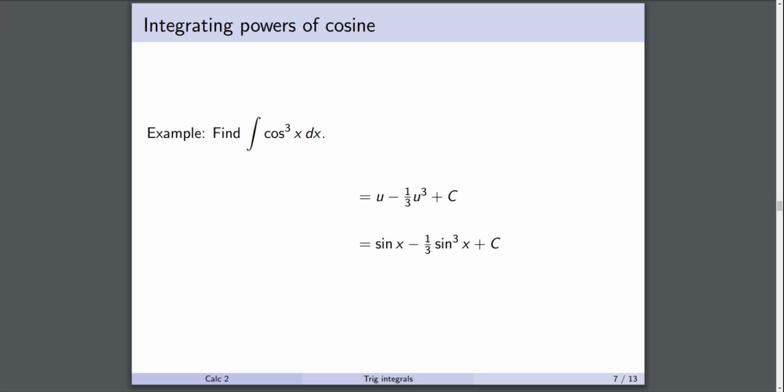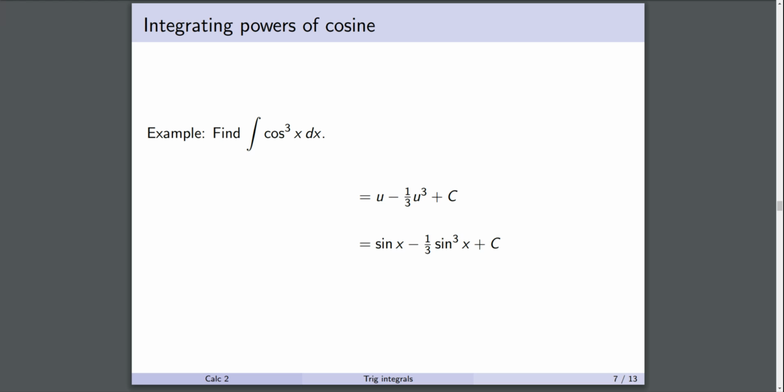So we've seen two basic approaches. We have one approach for even powers. That's the power reduction formula. We have a second approach for odd powers. There we need to use a u substitution combined with some algebra.